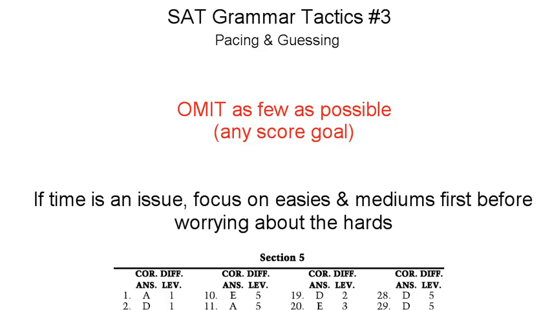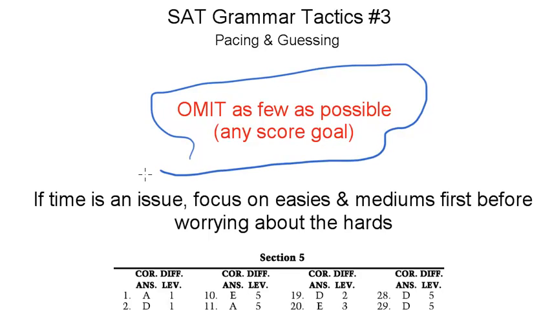So in terms of how many questions you should do, how many you should omit, how many you should skip, the general rule I have for this section, just like the reading section, is omit as few as possible. And this is true for really any score goal. Now, there's going to be a little caveat we're going to talk about in a second, but the reason why I say this is because you can eliminate on most questions at least two choices, that leaves you open for a guess.